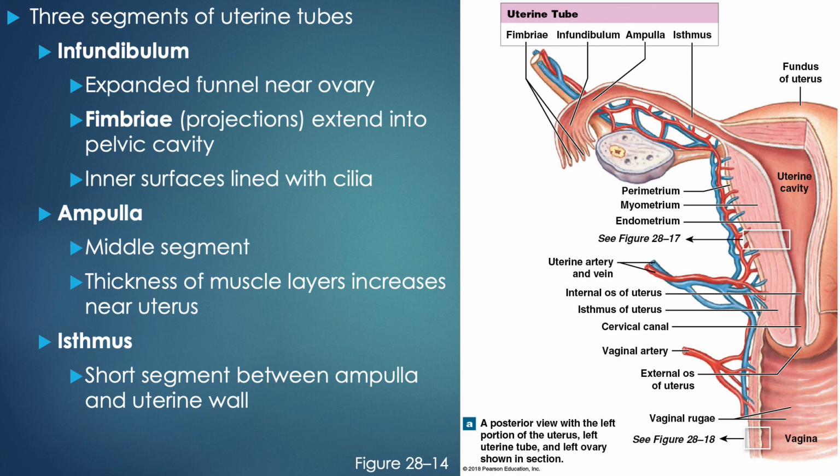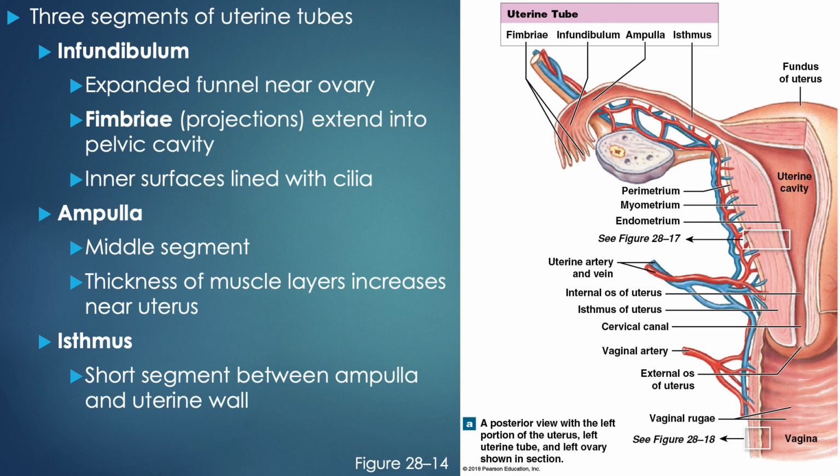So it's opened up because this is where the hands are to be able to grab on to the ovary itself. So the fimbria are the finger-like projections that extend into the pelvic cavity or onto the ovary. And the inner surface of the infundibulum is lined with cilia. And the cilia here are very important because what do cilia do? They wave. So they are waving the ovum along its way throughout the uterine tube.